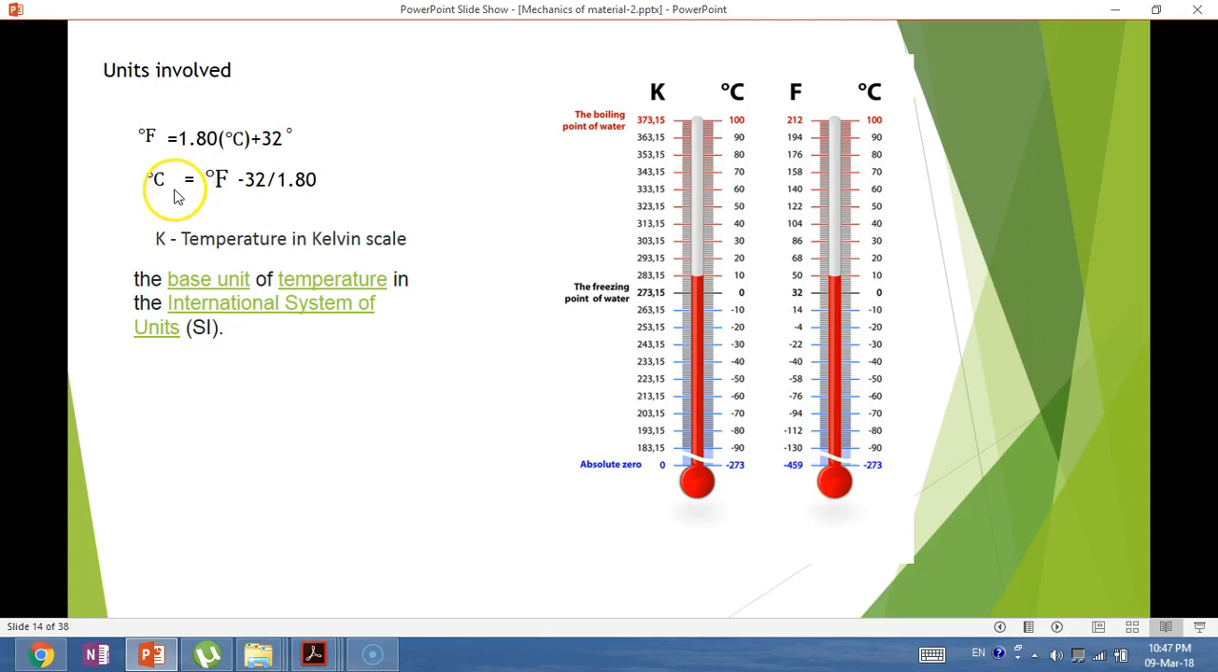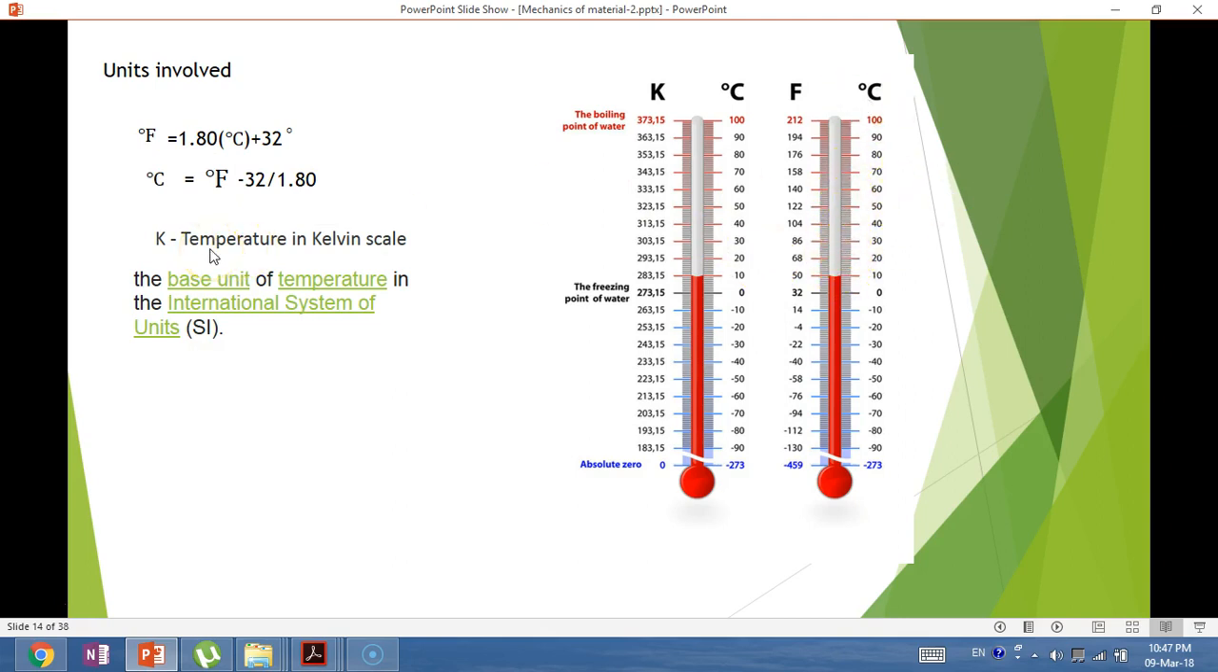While for the reverse, if I have a degree Fahrenheit, I have to deduct 32, then divide by 1.8. And since our degree centigrade is 0, we will add 0, and we will get the corresponding degree centigrade.